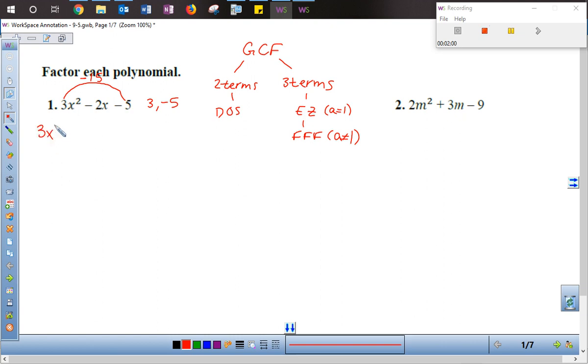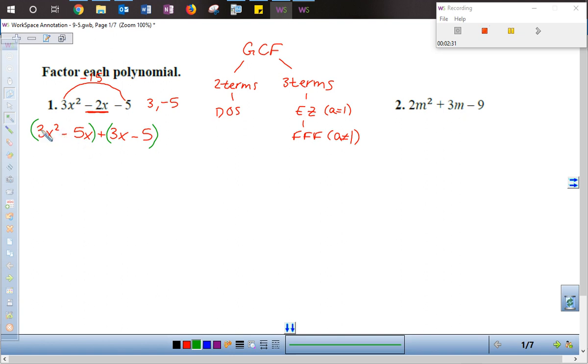Next, I need to rewrite my expression. 3x squared is going to come down first, and I need to replace negative 2x with my two factors. When I replace it, it doesn't matter which one goes first, but we want the negative one to go first to make it easier on us. So 3x squared minus 5x plus 3x, and then we can bring down my minus 5. Now we group our two binomials, so 3x squared minus 5x and 3x minus 5. Notice there's an addition symbol in between my two binomials. That's what we want.